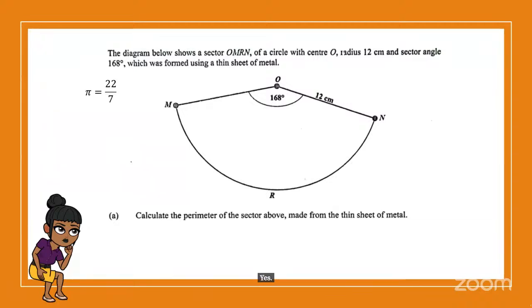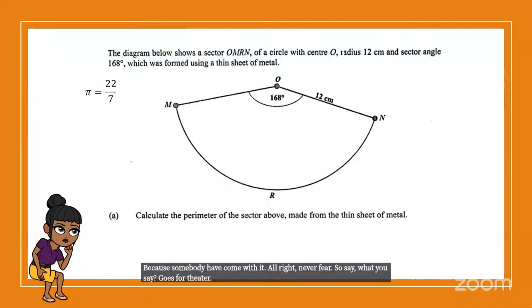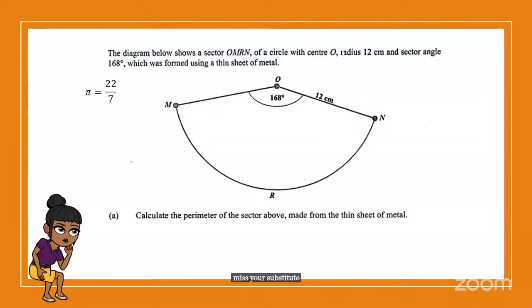Yes, miss. Write it out, because I have it with me. All right, never fear. So theta, what goes for theta? Miss, you substitute 168 for theta because it's the angle. 168. Okay. Yes, miss. And then you put the 2 and pi, which would be 3.14 times 12.